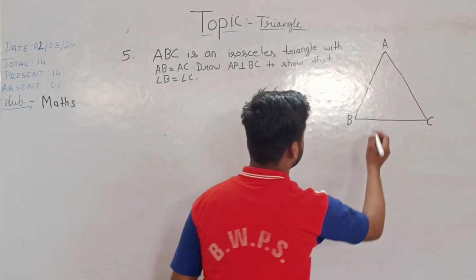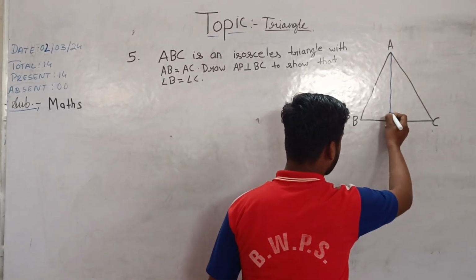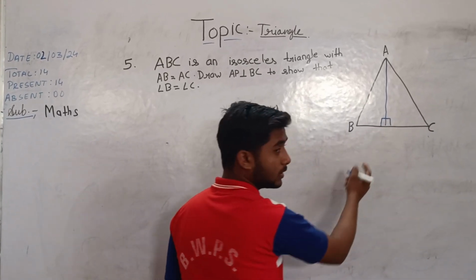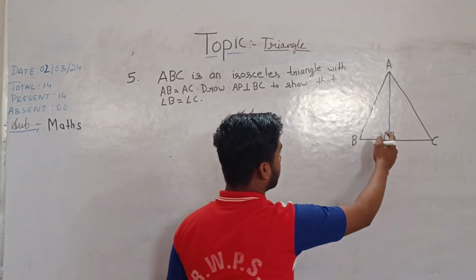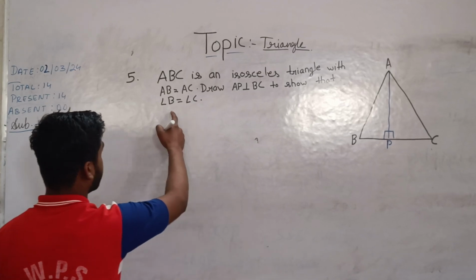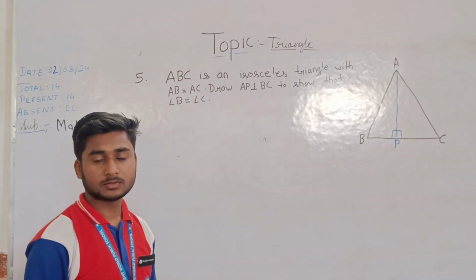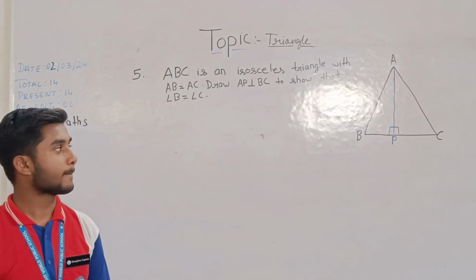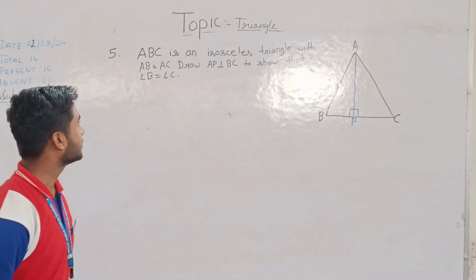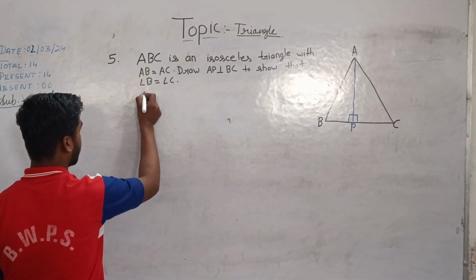So let's first draw. We have drawn AP perpendicular to BC, and we have to show that angle B is equal to angle C. We know the property of the isosceles triangle in which AB is equal to AC. So let's prove it by congruency. So first we draw the construction.